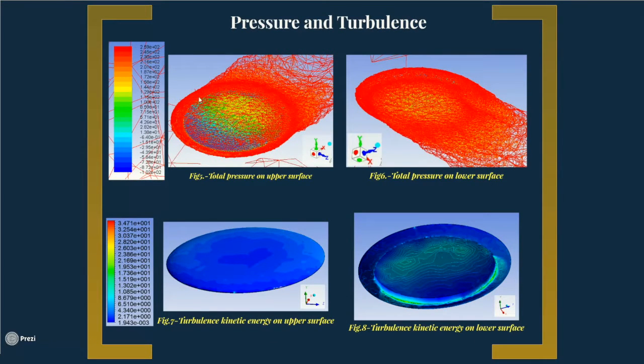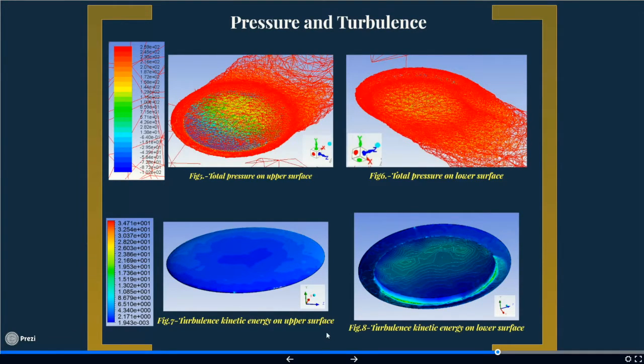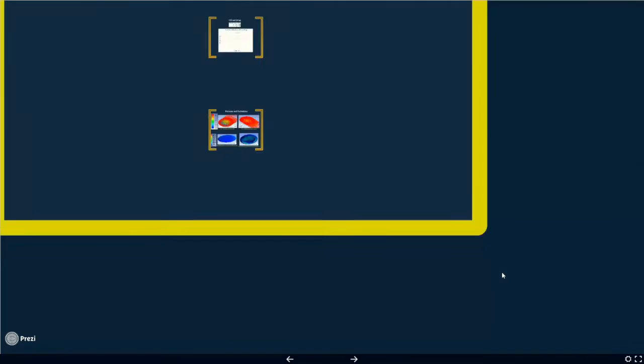Here we see that areas of low pressure form near the upper surface of the Fault disc, and beneath the Fault disc, a thick layer of high pressure forms. Figures 7 and 8 show that the Fault disc encounters higher values of turbulence than the Frisbee did. Similarly to the Frisbee, the areas of highest turbulence occurred along the lowest trailing edge.